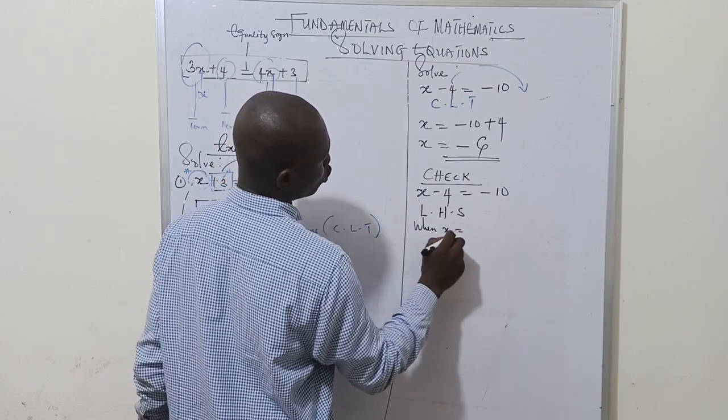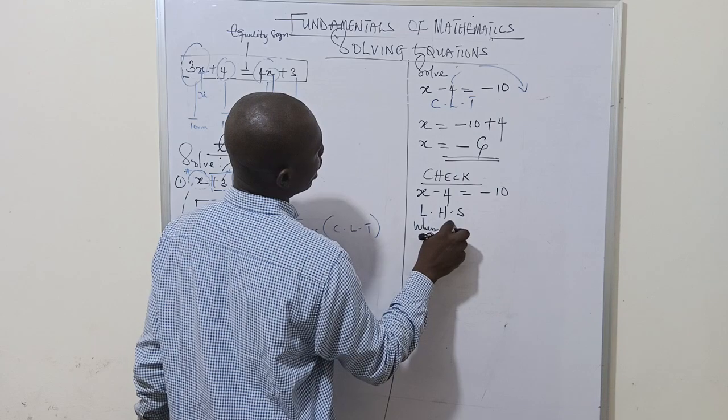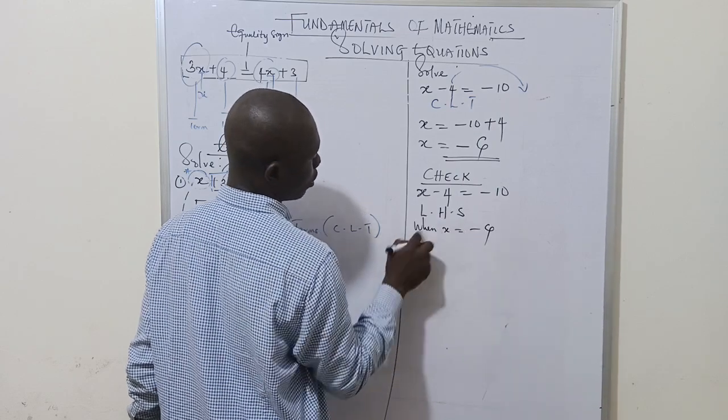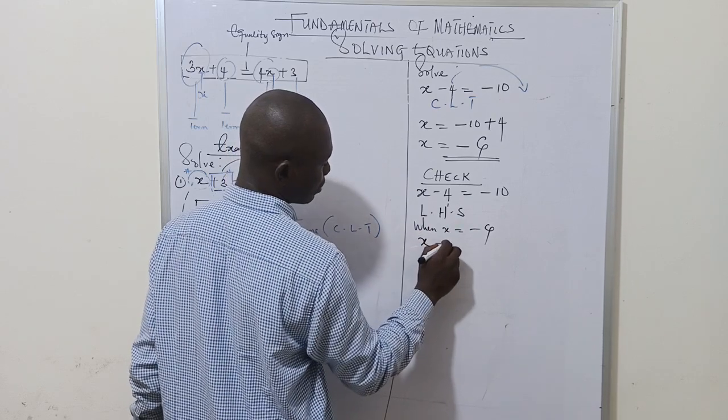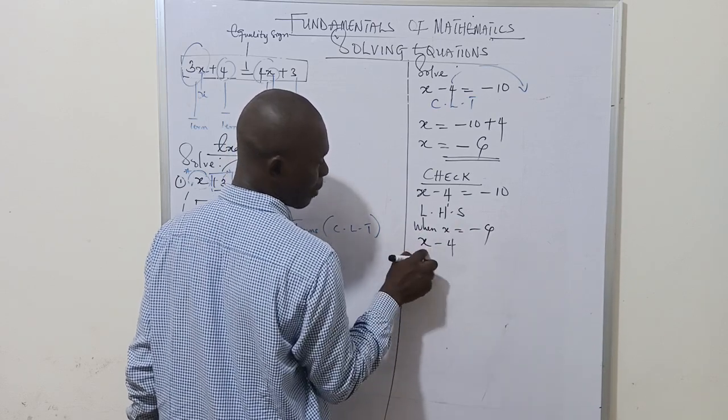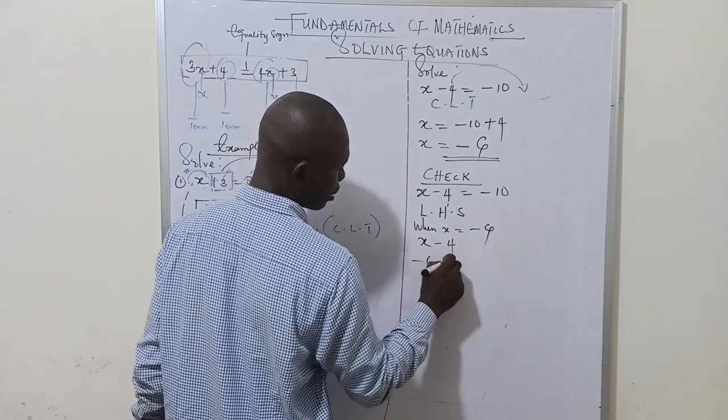When x equals what? When x equals minus 6. So you'll be replacing this. This is the left hand side, that is x minus 4. So I'm replacing my x with minus 6, that is minus 6 minus 4.